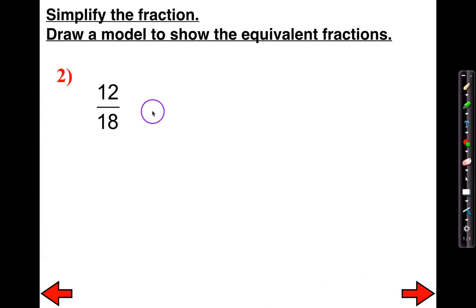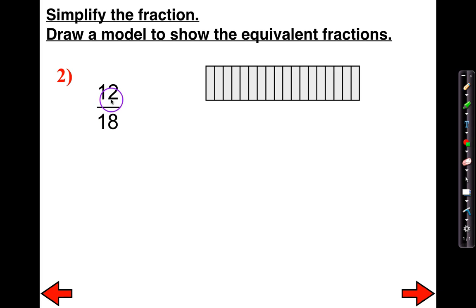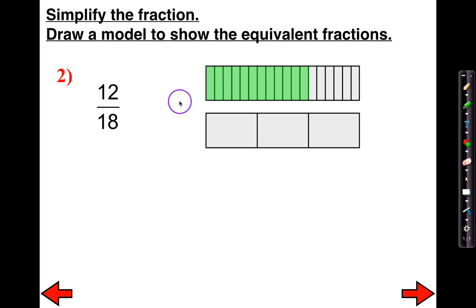Okay, so let's try it again. Here, we're going to draw a model to show the equivalent fractions. In this case, it's going to be separated into 18 equal parts, and 12 of them are shaded. So 1, 2, 3, 4, 5, 6, 7, 8, 9, 10, 11, 12. But now instead of separating them into 18, what if we separated them into equal parts of 3? Okay, we're going to go ahead and still fill in the same amount, so up to this point here.